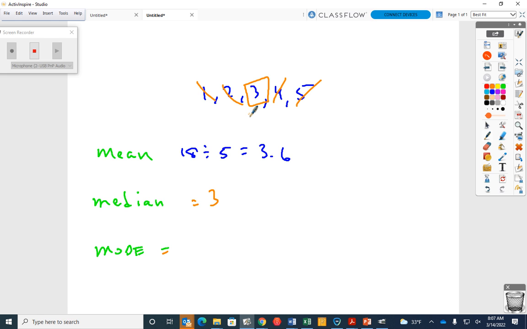Okay, now, I don't have any numbers that repeat themselves. So what am I going to put if I don't have any numbers that repeat themselves? You would put no mode. Okay? Yes, Lily? Can you put all of them as modes? No, because none of them repeated. Okay, if I had 2 of everything, then I could put all numbers, but a mode has to be at least more than once. Okay?